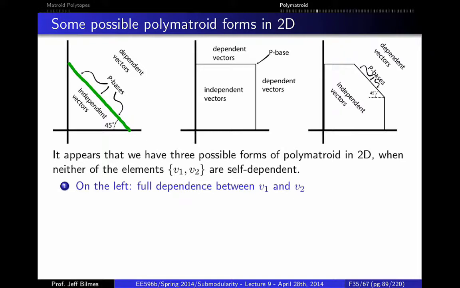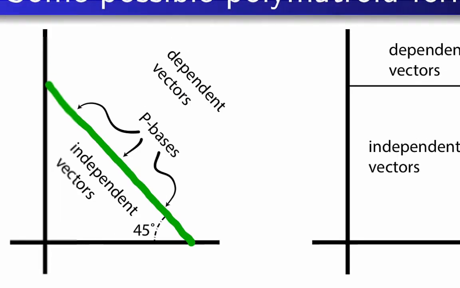Another one we saw, and by the way, this sort of corresponds to what we saw in the Matroid case. This one on the left corresponds to where the rank of the Matroid is 1, and the number of elements is 2. And so there's sort of like perfect dependence. As soon as you have one element, then the other element is completely dependent. Is linearly dependent.